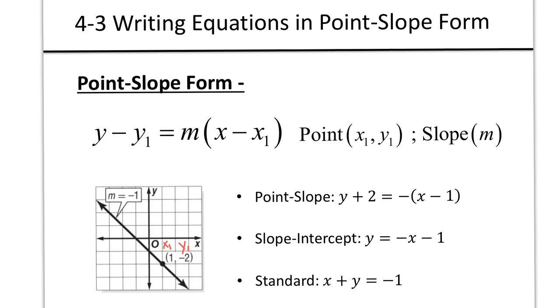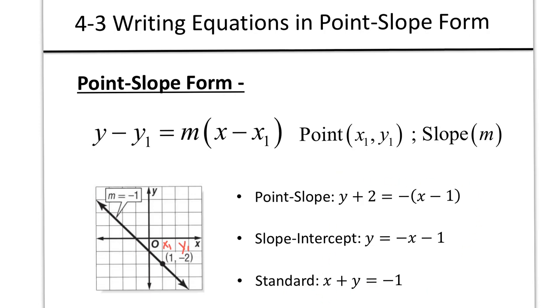plus y equals negative 1. Now this right here has a slope of negative 1, and the y-intercept is negative 1. And I know that because this equation came from the slope-intercept form. So if this slope-intercept form has a slope of negative 1 and the y-intercept of negative 1, this will be the same thing. So these three forms, point-slope form, slope-intercept form, and standard form, represent the same graph.